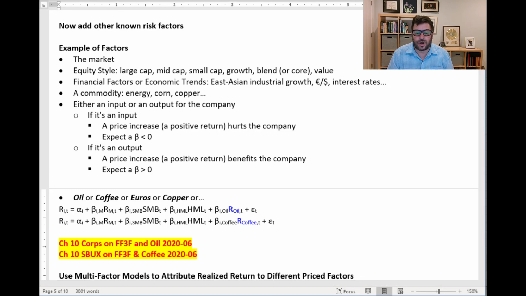So let's go to a couple of spreadsheets, see how these regressions look, and see if we can interpret the results.